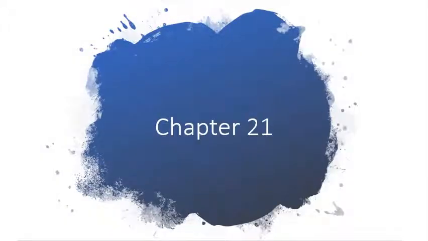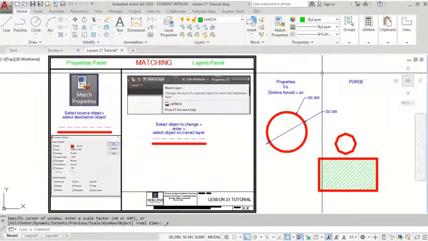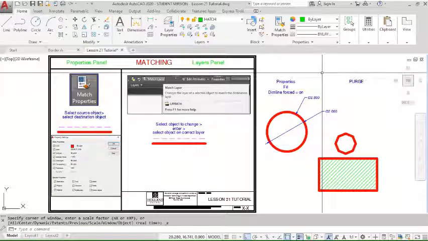This is the tutorial for Chapter 21 in your Beginning AutoCAD workbook. Okay, our objectives for Chapter 21 are to match an object's properties with another object, create revision clouds, and use the wipeout function.